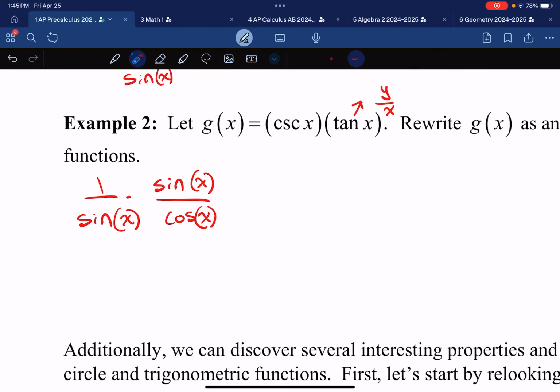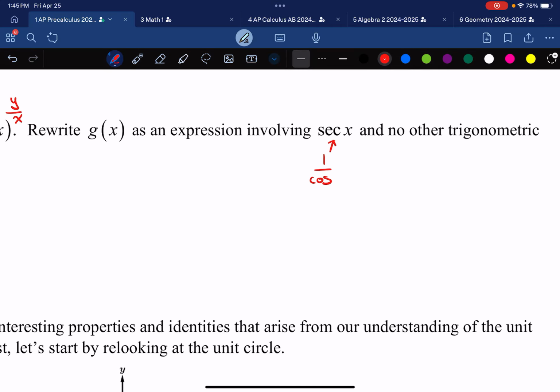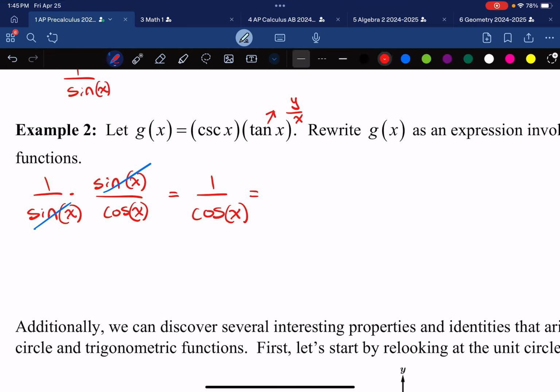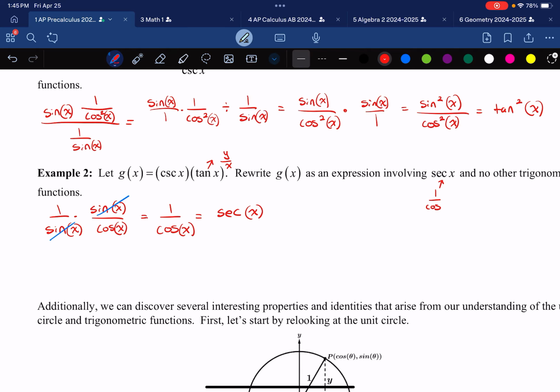All right. And then from here, oh, look at this. I can see this sine and that sine are going to cross cancel. So if you're gone, you're gone. This is just going to be 1 over cosine of x. And hey, I happen to know that 1 over cosine of x is the goal that I was trying to get. That is the same thing as secant of x. So this all turns into just secant of x and nothing else. So that one was actually really easy, easier than except for 1, I would say.